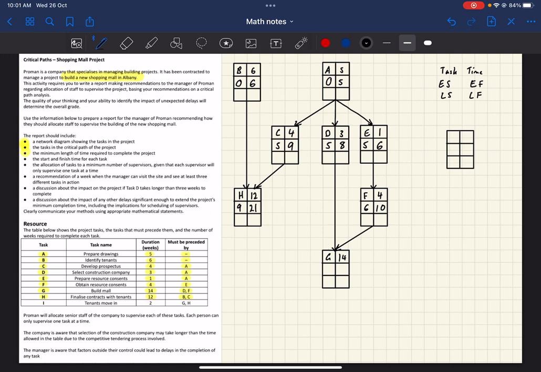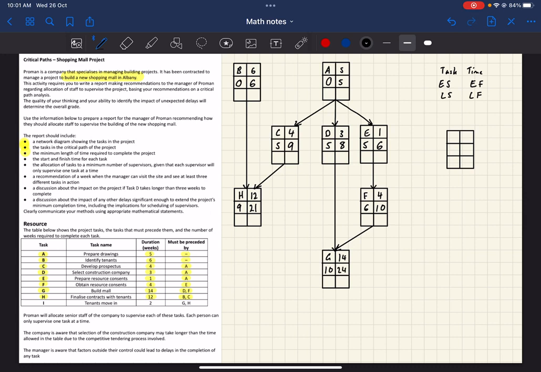And because it starts after D and F, it has to start when both of them are finished. The earliest that this one finishes is 8, but the earliest that this one finishes is 10. So they've only both finished at 10 weeks. So G can start at 10 weeks and finish at 24 weeks.